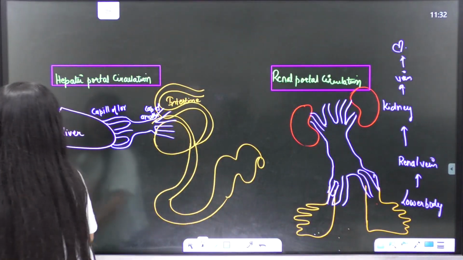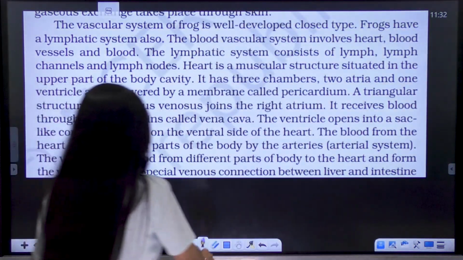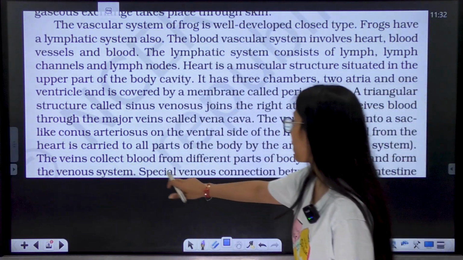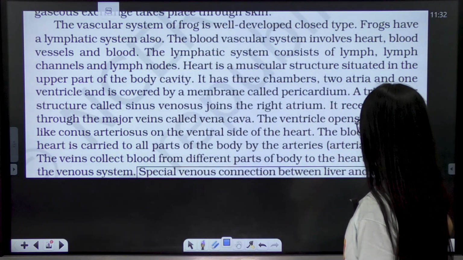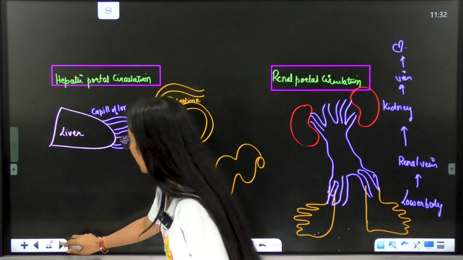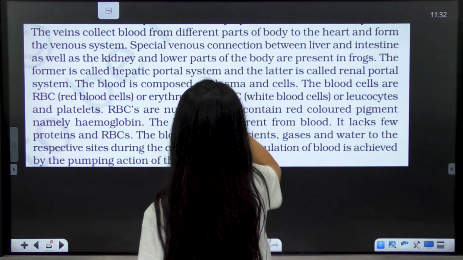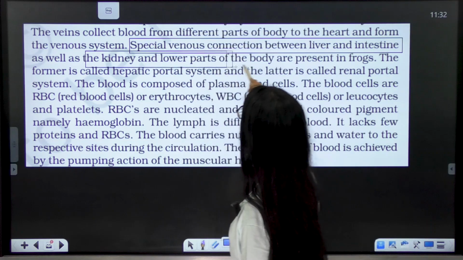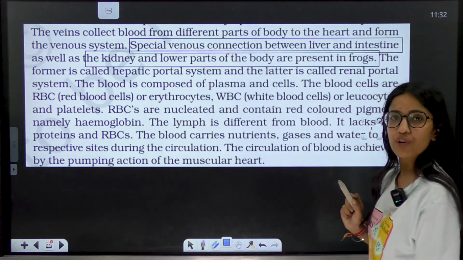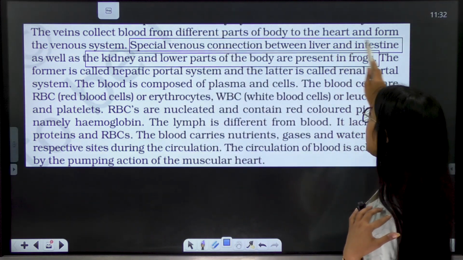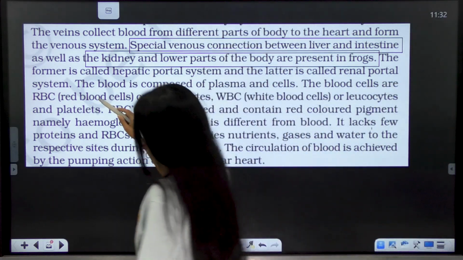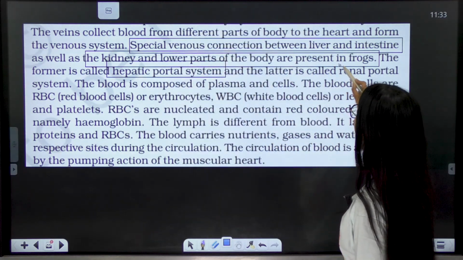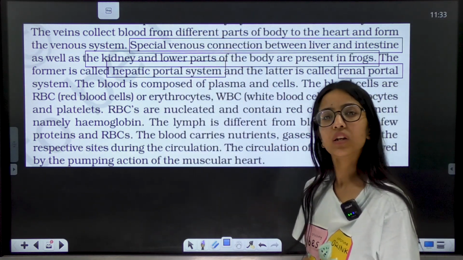Now, we will read the NCERT. I had already completed till here, the arterial system. We will move further. The special venous connection between liver and intestine as well as kidney and lower part of the body are present in frog, right? When the connection is between liver and intestine, we call it the hepatic portal system, and when it is between kidney and lower body, we call it the renal portal system.